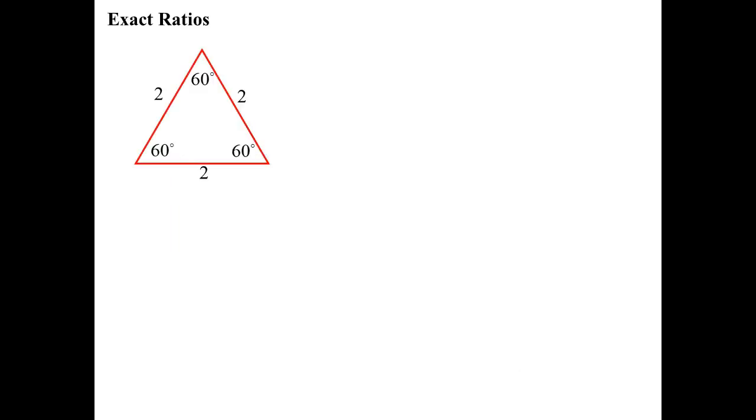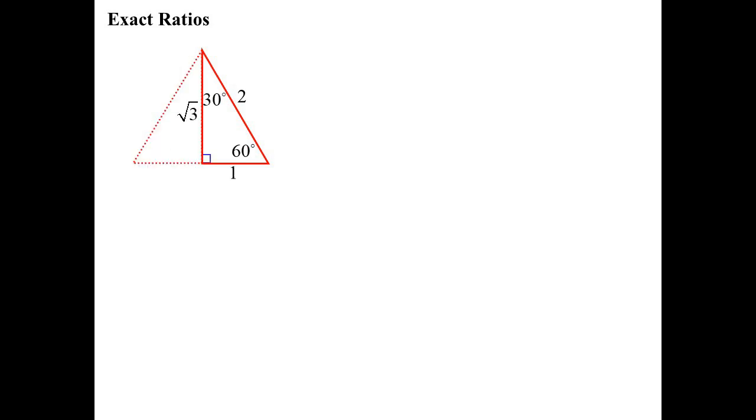There are some exact ratios. They crop up a lot and we know their value and we should be able to recall them. How do we get them? The first one comes from this triangle. It's an equilateral triangle. All the sides are 2. All the angles therefore are 60.